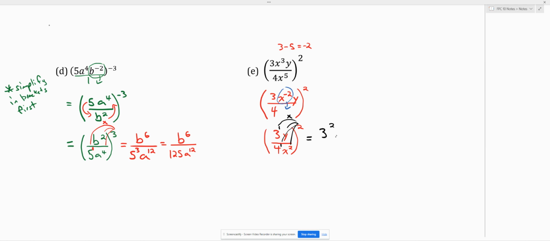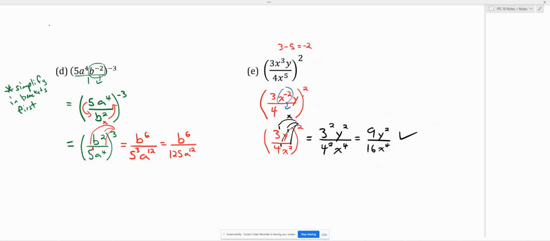We get 3 to the 2, and y to the 1 times 2, which is 2, and because there was a 1 there, I should have written that, and then 4 to the 2 over x to the 2 times 2, which is 4. Let's evaluate now. Do that last. 3 to the 2 is 9, y squared over 16 x to the 4, and we're done.